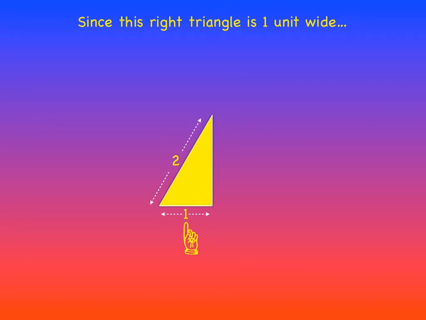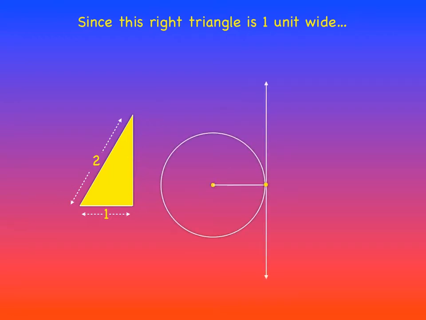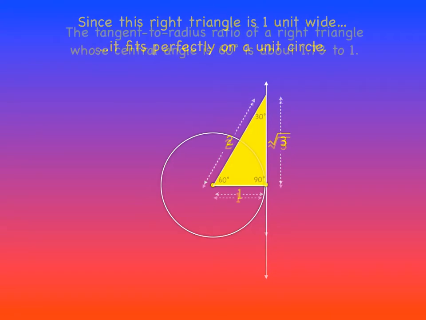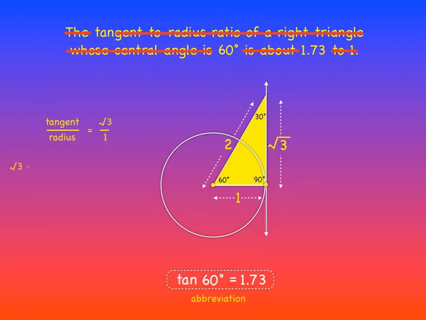Since this right triangle is 1 unit wide, watch what we can do with this. Here is our unit circle. Ha! It fits perfectly on a unit circle. The tangent to radius ratio of a right triangle whose central angle is 60 degrees is about 1.73 to 1. Too many words. Let's just use the abbreviation. Tangent 60 degrees equals 1.73. That's our official abbreviation. Now take a look on the left and you can see more precise math.